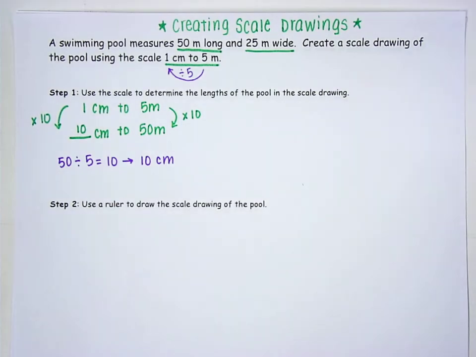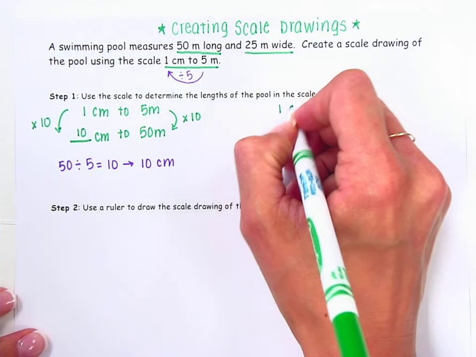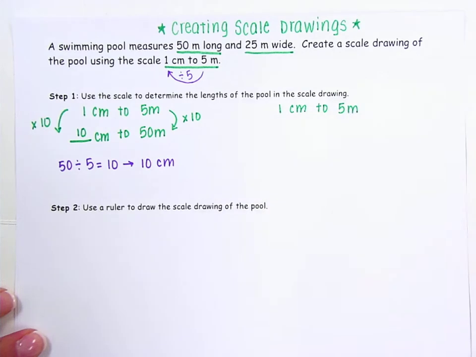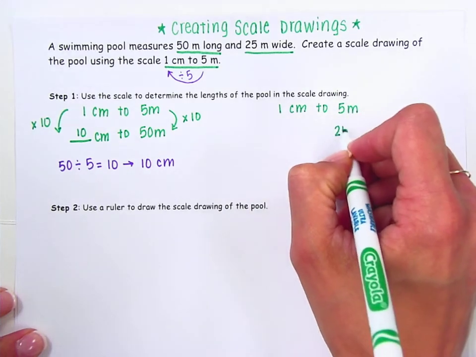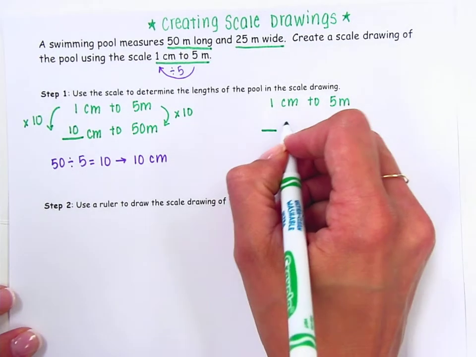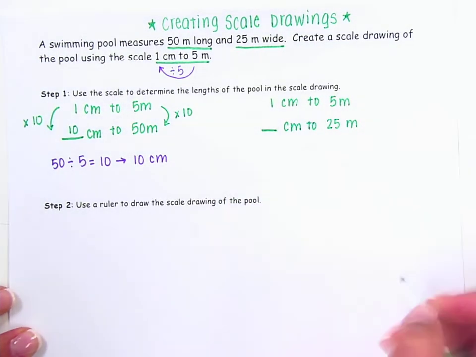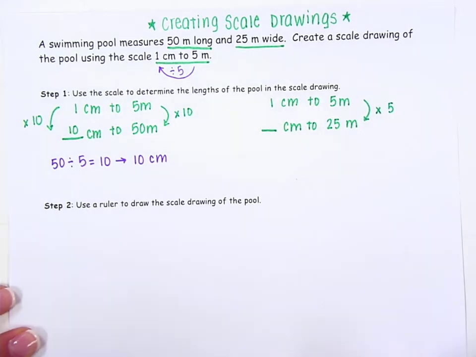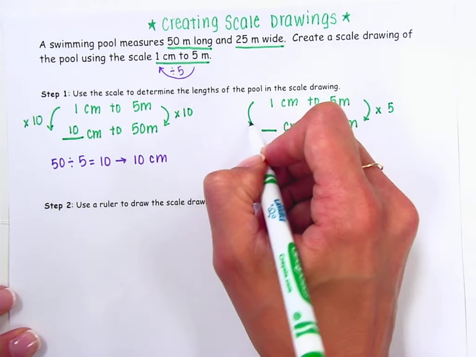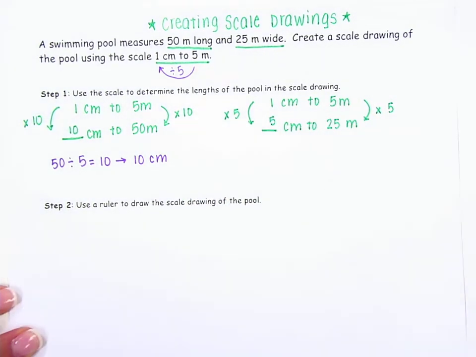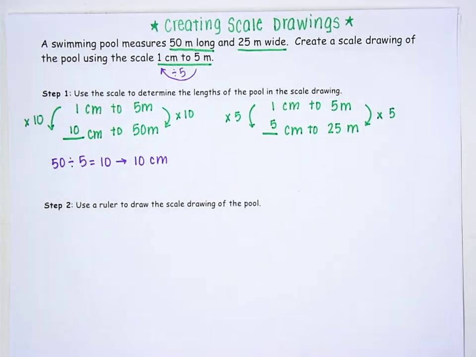We can use that same thinking for the other side length. So using our scale, 1 centimeter to 5 meters, and we know we're trying to figure out how many centimeters are going to represent that 25 meters. I know that 5 times 5 is equal to 25, so I must multiply my centimeters by 5 to find that 5 centimeters is going to represent 25 meters.